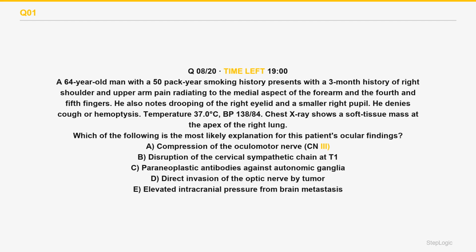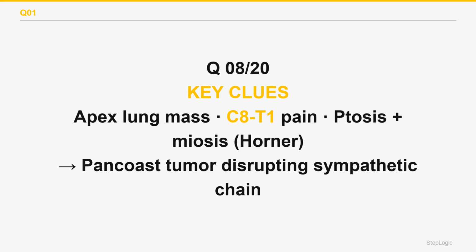Read the command. What explains the ocular findings? Ptosis and miosis. Apical lung mass, arm pain in C8, T1 distribution. Ptosis plus miosis. That is Horner syndrome. Ptosis, miosis, and anhidrosis. Pancoast tumor. Superior sulcus tumor at the lung apex.